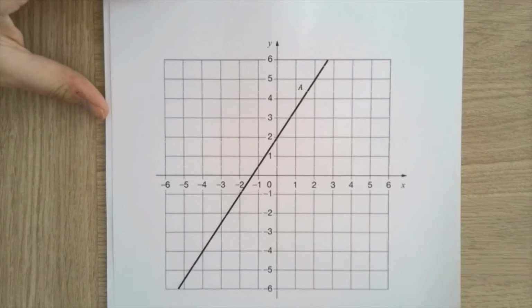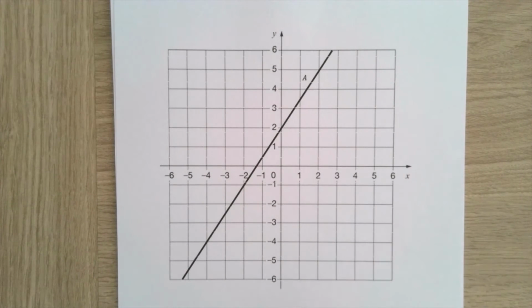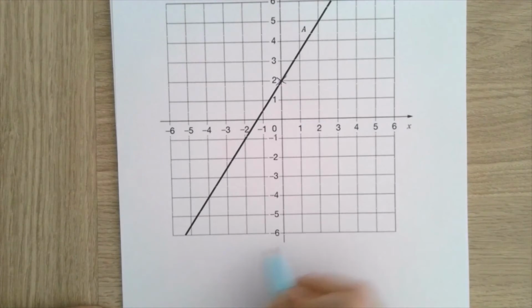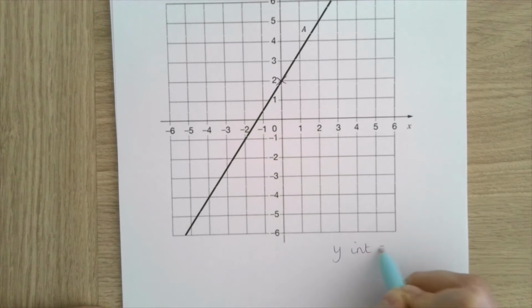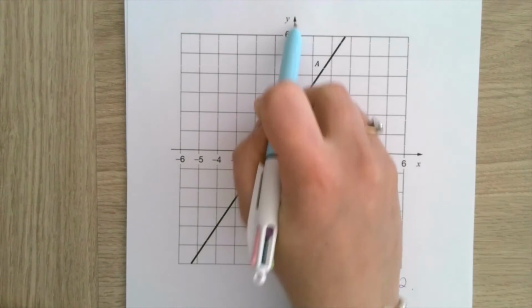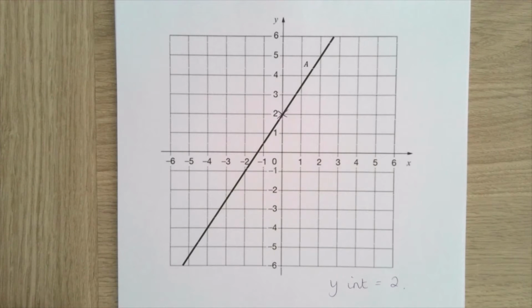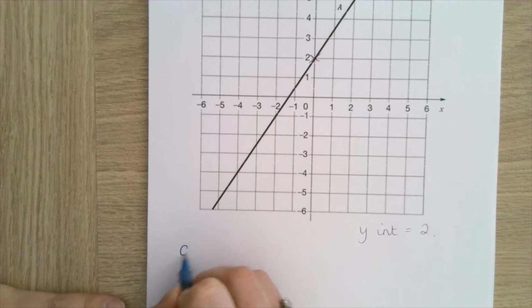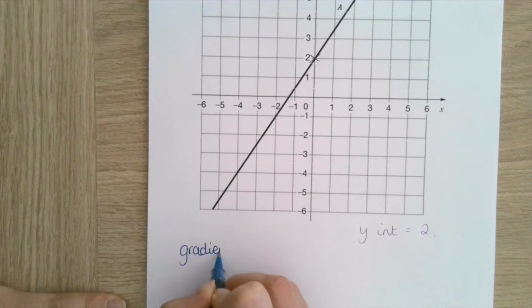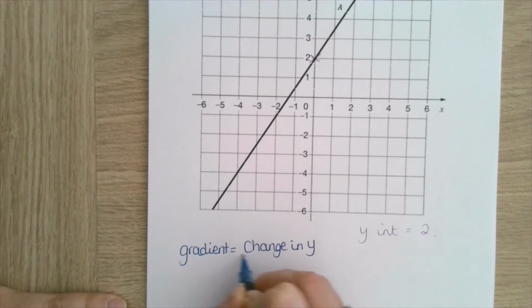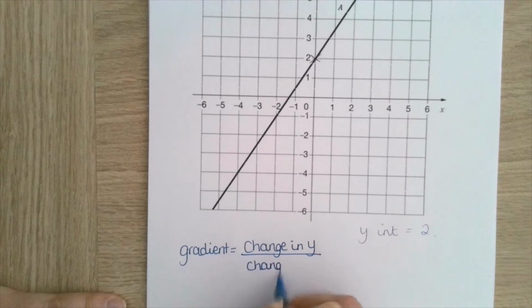So looking at that from a graph, here I have got the graph of a line that has been labelled A. Now hopefully we're all happy that the y-intercept here is 2. So I would just make a note of that. The y-intercept is 2 because it's crossing the y-axis at 2. I now need to find the gradient. Now you will need to remember this formula. The gradient is the change in y over the change in x.